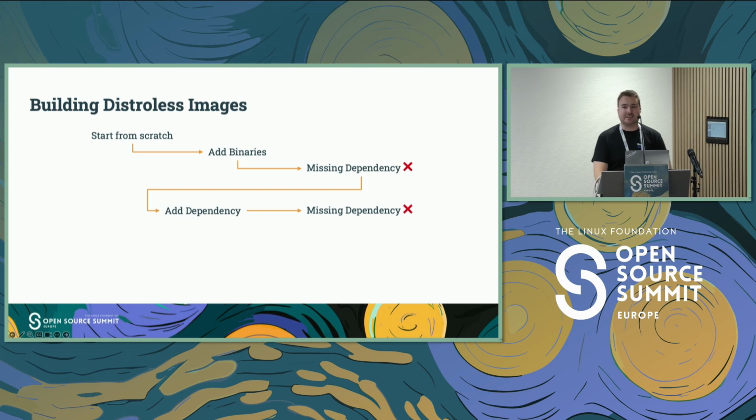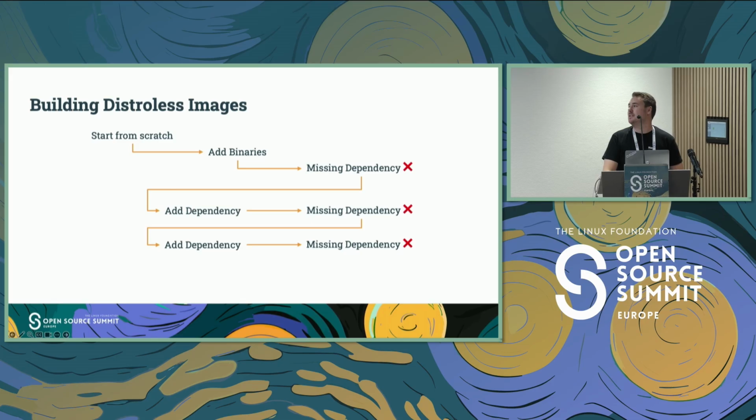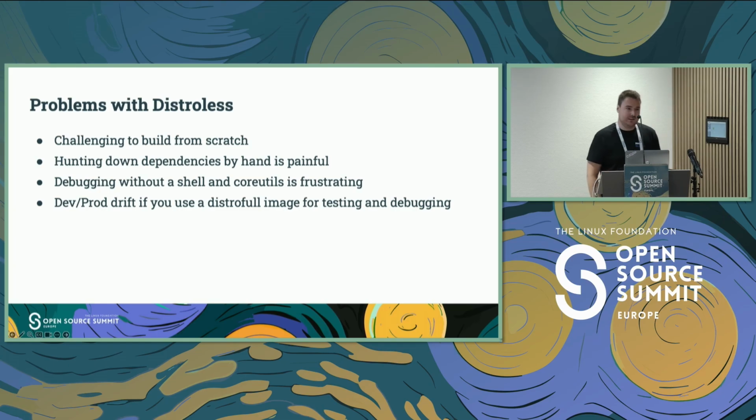Missing dependencies again, because the dependencies you just added have dependencies on their own. So you add those, and they have dependencies on their own, and on and on and on it goes, all the way down to dependency hell. That kind of dependency hunting, that's the main challenge when you want to build distroless containers, but there are also a couple more challenges that come along with it.